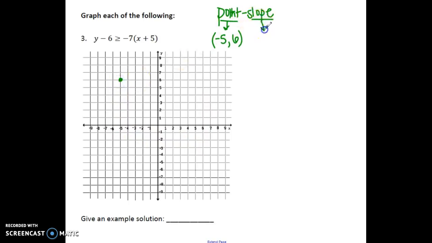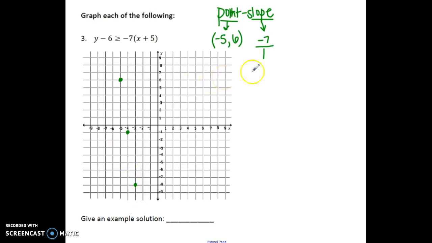and then our slope we have is negative 7, or negative 7 over 1. So we're going to go down 1, 2, 3, 4, 5, 6, 7, and right 1. And we can do that again. 1, 2, 3, 4, 5, 6, 7, and right 1.